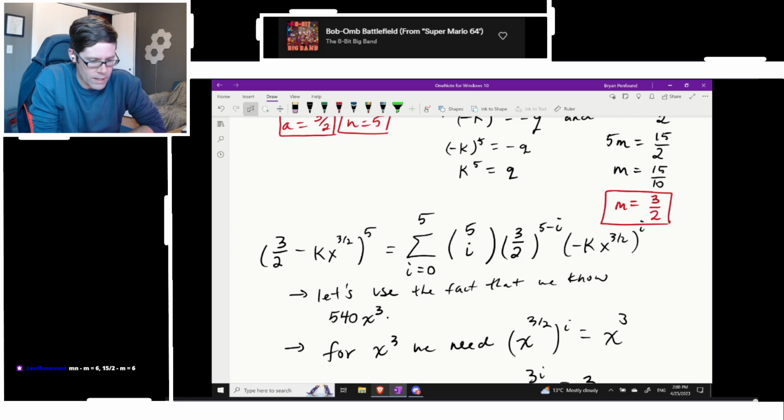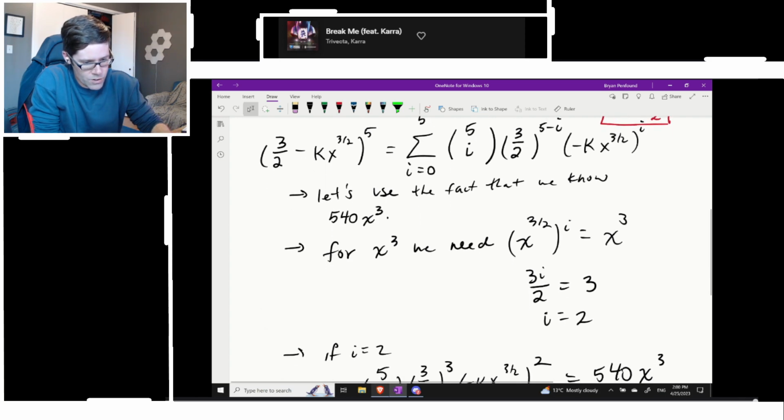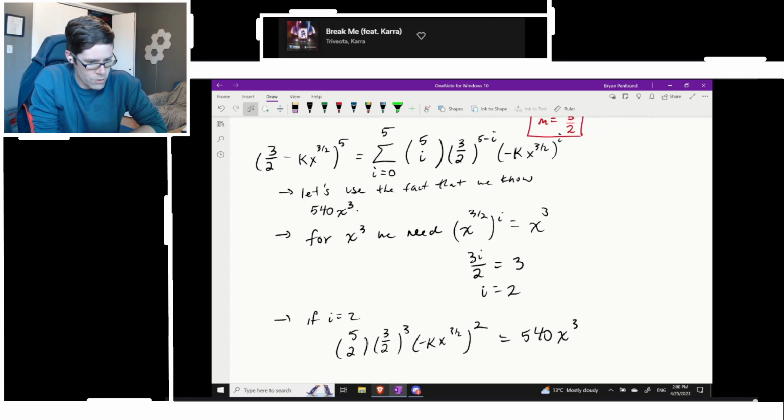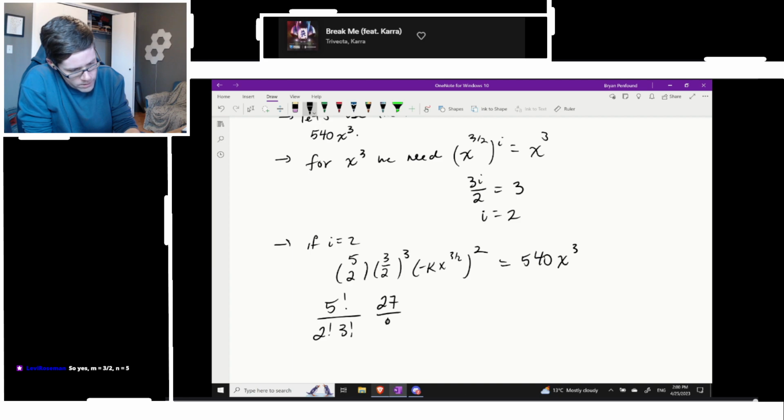Did we do our expansion correctly, though? It should be negative k x to the 3 halves to the i, right? So i should be 2, right? I shouldn't be 1. I feel like I should be 2. And if i is 2, we have 3 halves to the 3, negative k x to the 3 halves to the 2. Yeah, okay. So we have 5 factorial over 2 factorial, 3 factorial, 3 to the 3, 27 over 8, negative k squared, x to the 3.